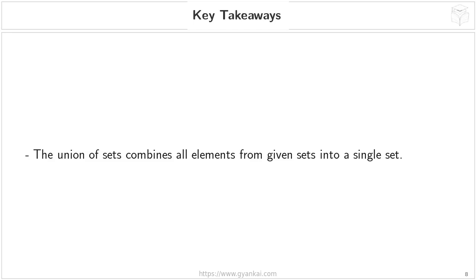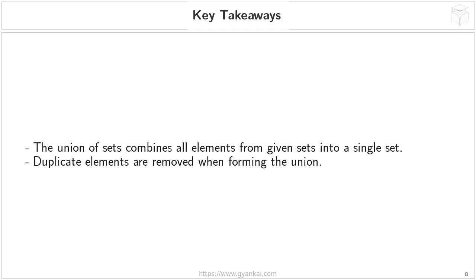First, remember that the union of sets takes all the elements, all the individual items, from the sets you're combining and puts them together into one single set. Think of it like merging different groups of things into one big group. Now, a really important point. When you're creating this new, combined set, you absolutely must remove any duplicate elements. If an item appears in more than one of the original sets, it only appears once in the union. We want a collection of distinct objects, remember.